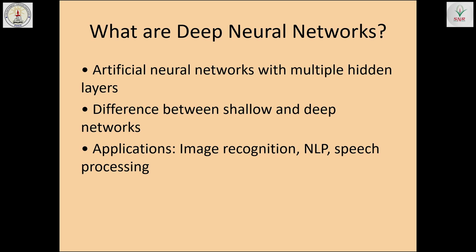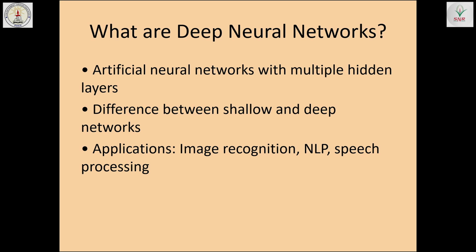First of all, we have to understand what deep neural networks are. Deep neural networks are nothing but artificial neural networks that consist of multiple hidden layers. Then we will go for the difference between shallow as well as deep neural networks, and where we can apply these neural networks.